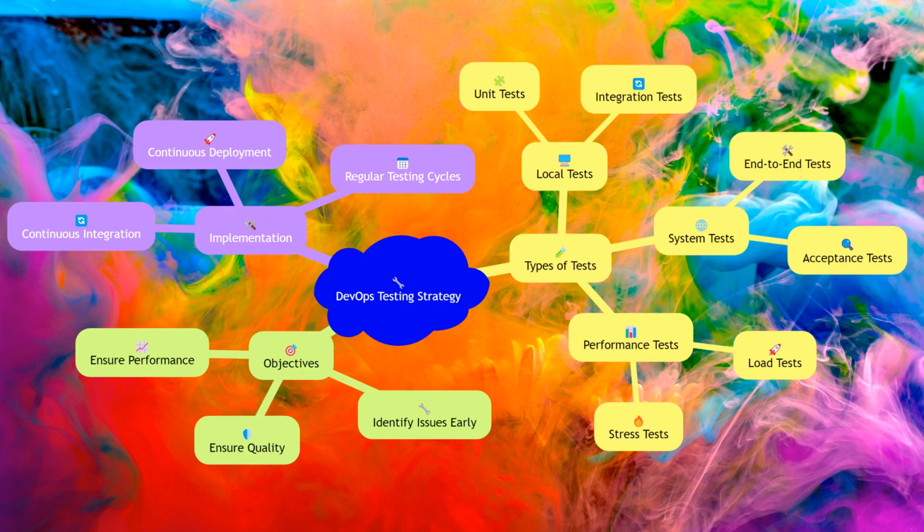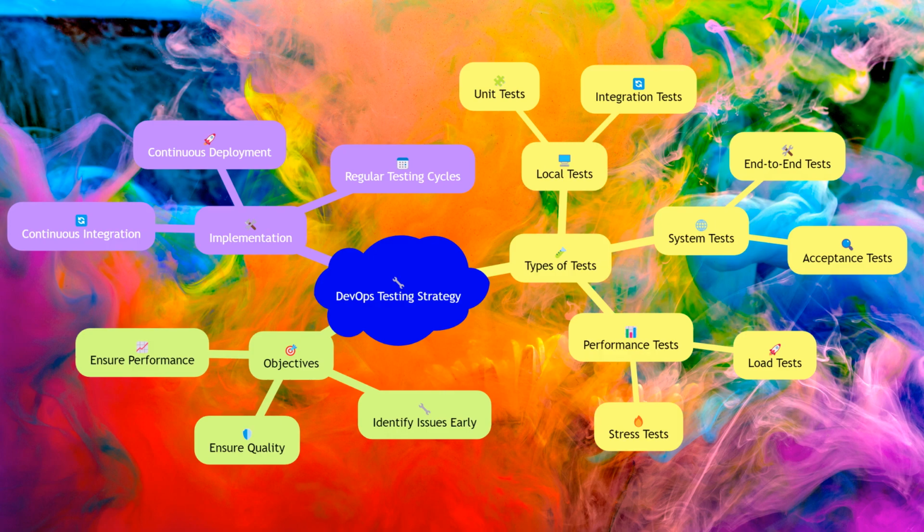In the realm of DevOps, a comprehensive testing strategy is crucial for ensuring the quality and reliability of software. This strategy encompasses various types of tests, each serving a unique purpose in the software development lifecycle. From local tests to load tests, each step is designed to catch different types of issues, ensuring that the final product is robust and performs well under various conditions.